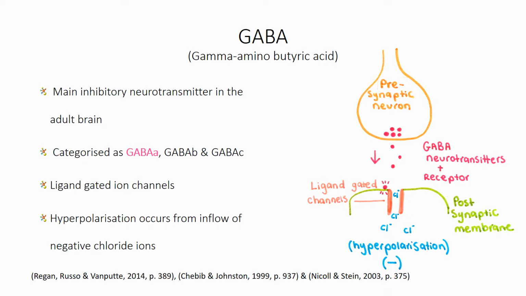Gamma-aminobutyric acid, or abbreviated as GABA, is an amino acid and the main inhibitory neurotransmitter in the brain. GABA neurotransmitters can be further categorized as GABA A, GABA B, or GABA C. In this presentation, we will focus primarily on GABA A.